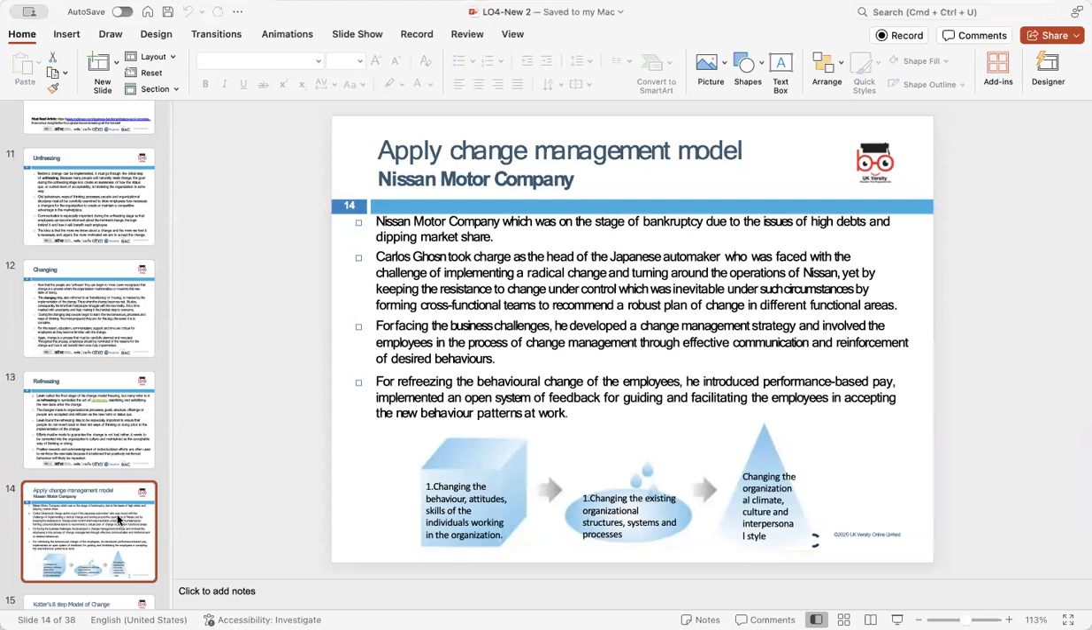So the unfreezing stage began by addressing the need for change and gaining leadership support. Ghosn then implemented the changes during the change phase, introducing new processes, behavior, and systems within the company.